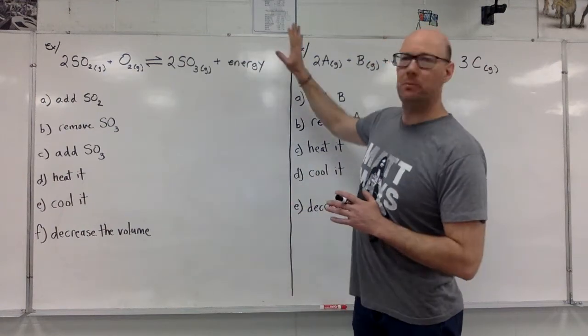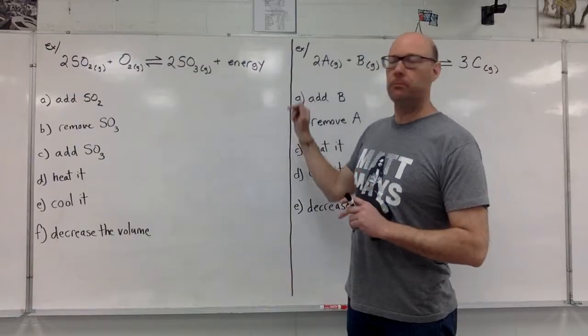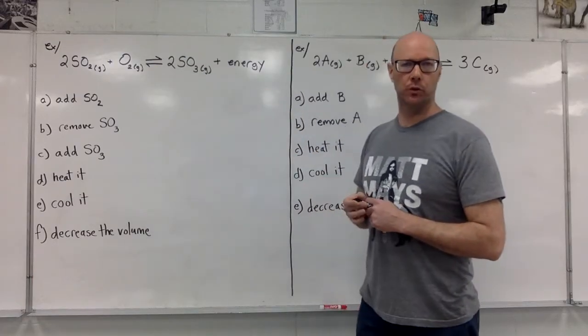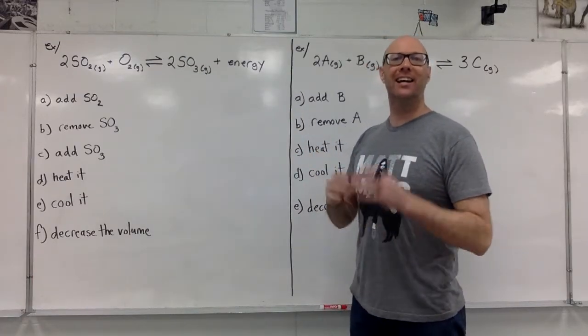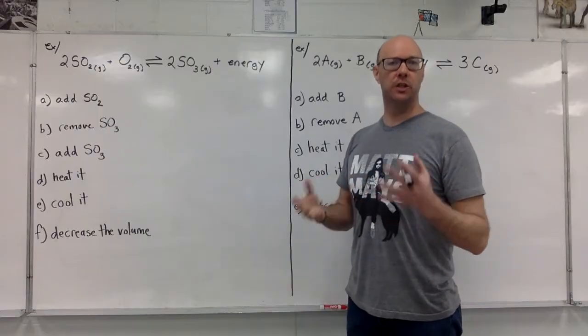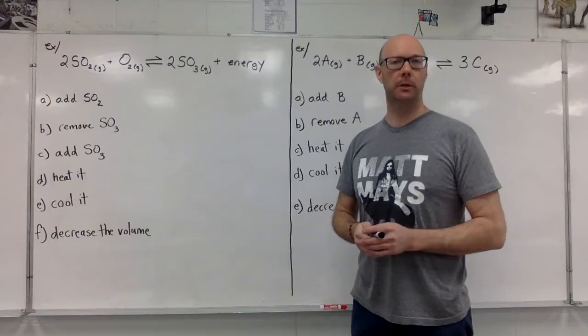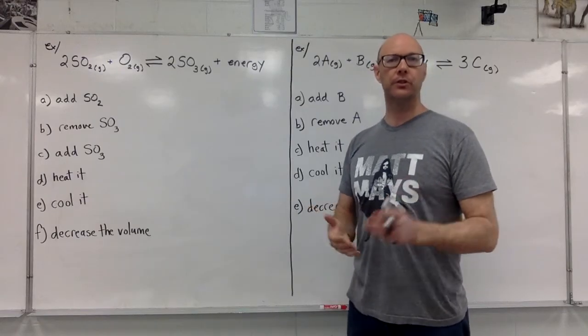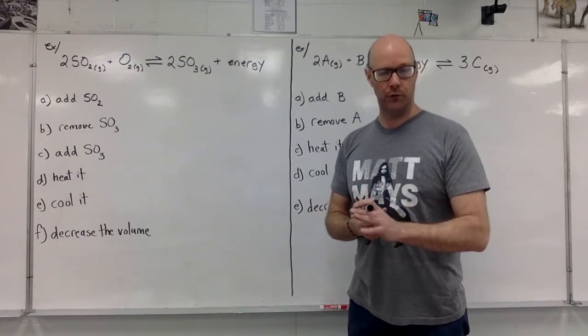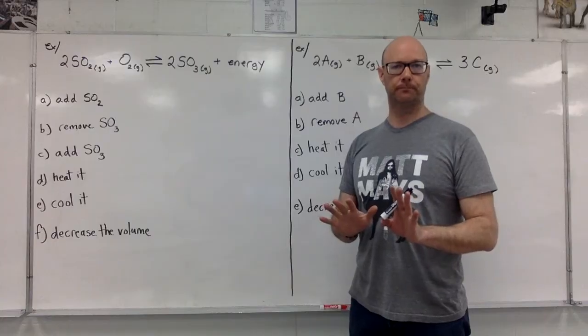So, the system is at equilibrium and we add SO2. Some sulfur dioxide is injected into the system to disrupt the equilibrium. How is the equilibrium going to be reestablished? We have 3 options: a shift left, a shift right, or no shift.